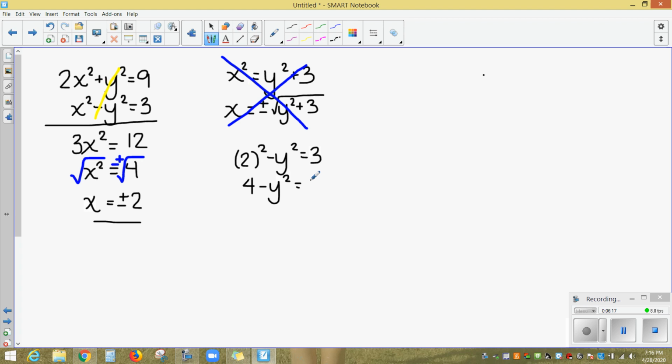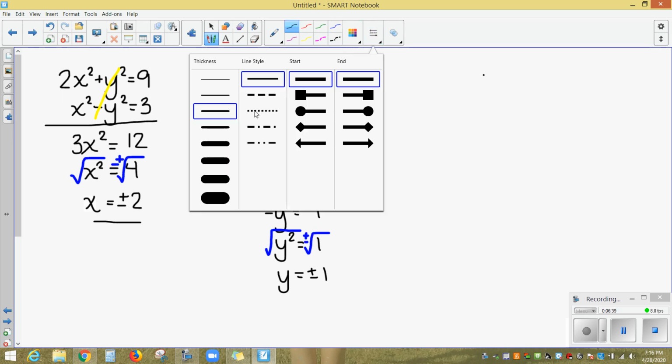So if we have 4 minus y squared equals 3, that means negative y squared is negative 1, or y squared is positive 1. And so if we take the square root of both sides, don't forget to put the plus or minus in there. Okay. Then we get y equals positive or negative 1.